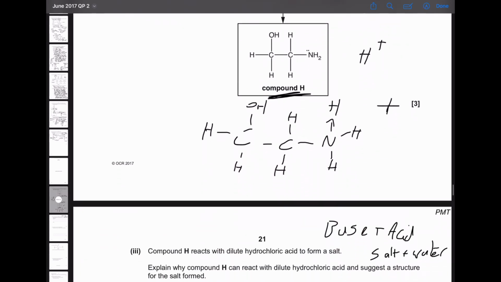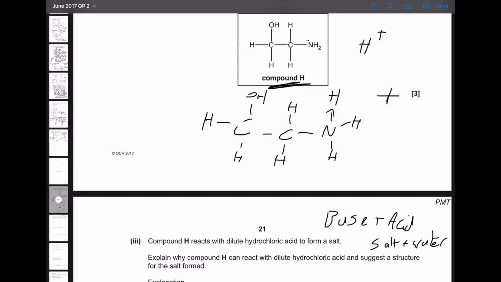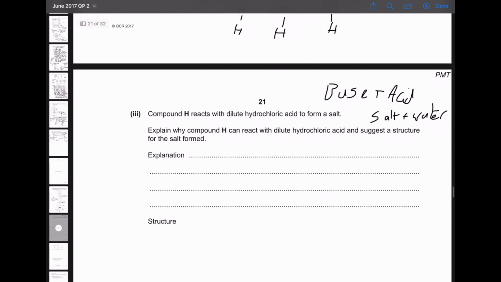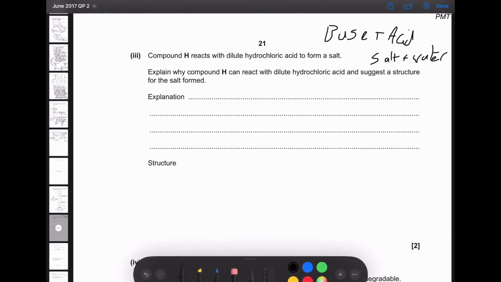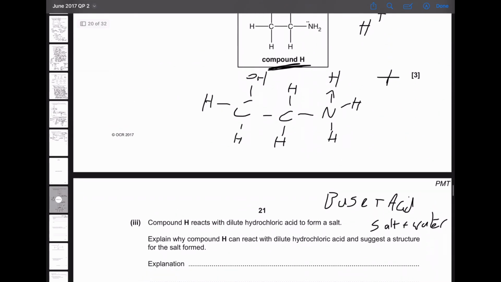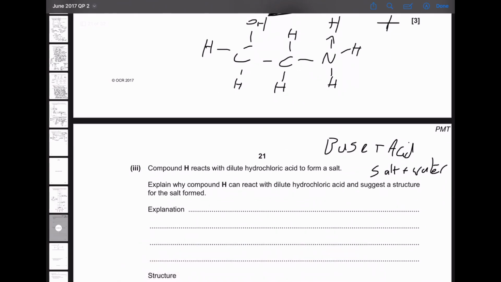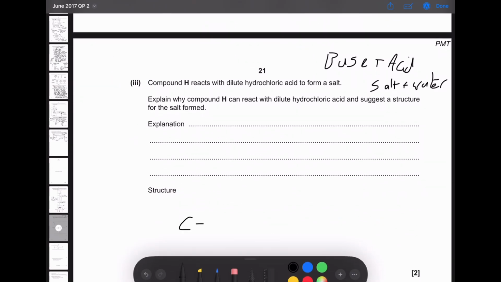So if we know that this is acting as our base and it's accepting a proton to form a salt, what's the salt going to look like? Well, it's going to look like our acid here. So C, C, C, N, H, H, H, H, H, a lot of H's, H, H, H, H, OH, I think it is.